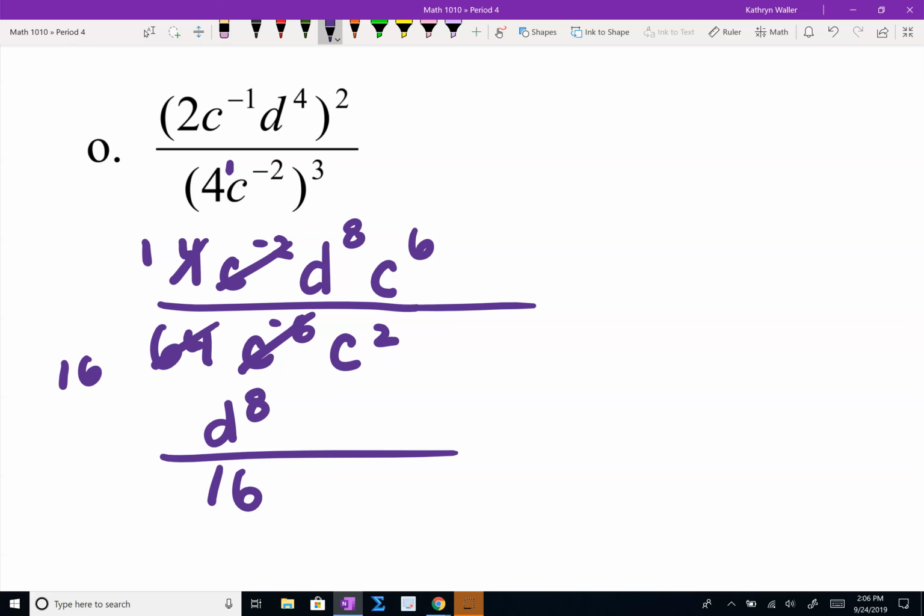Now look at your C's. More on top or more on bottom? More on top. How many more? 4 more. That's your answer.